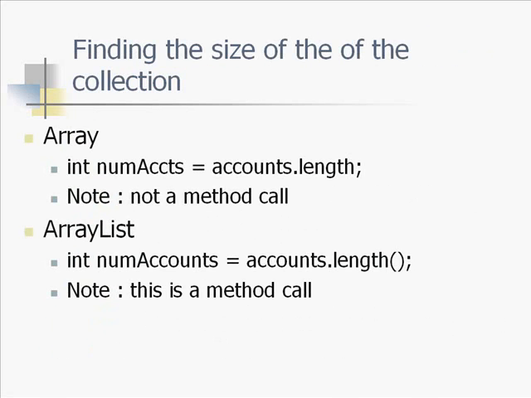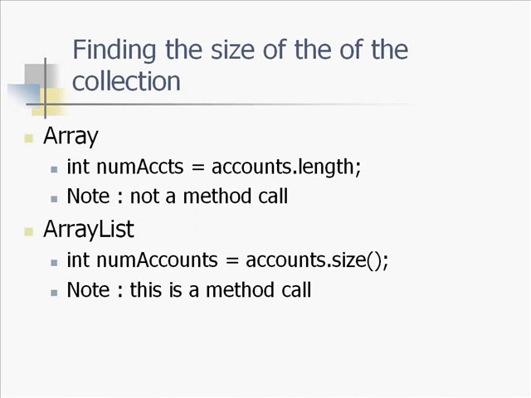How do we find the size of the collection? For an array, we say accounts.length. Notice that that's not a method call. That acts like a public instance variable, but we just say array name.length. For an array list, it's an actual method call, and the method call is size. So accounts.size returns how many elements are in the accounts array list.